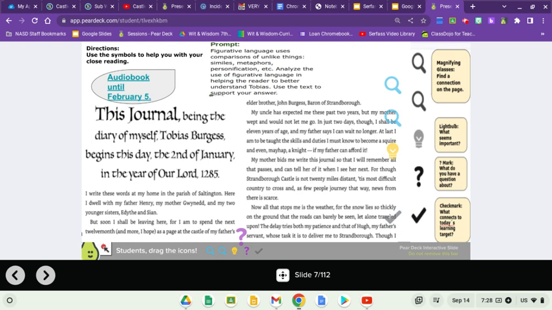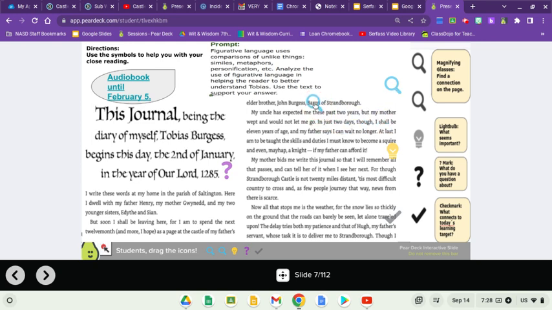So this journal, being the diary of myself, Tobias Burgess, begins this day, the 2nd of January, in the year of our Lord, 1285. Well, since we just finished the book, my question is, wasn't quite exactly a year, not to be a stickler. I write these words at my home in the parish of Saltington. Here I dwell with my father, Henry, my mother, Gwynedd, and my two younger sisters, Edith and Cian. But soon I shall be leaving here, for I am to spend the next 12 months and more, I hope, as a page at the castle of my father's elder brother, John Burgess, Baron of Stramborough.